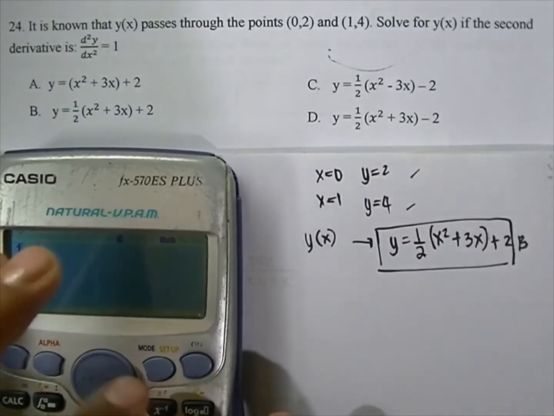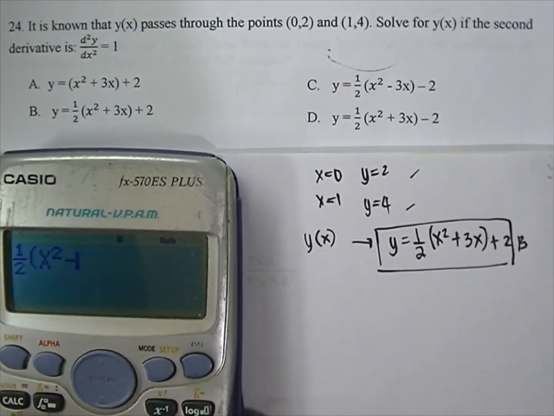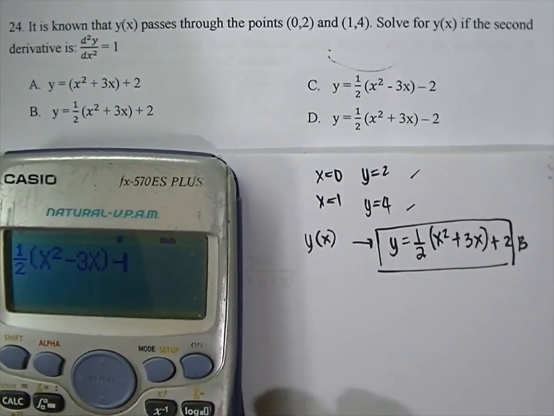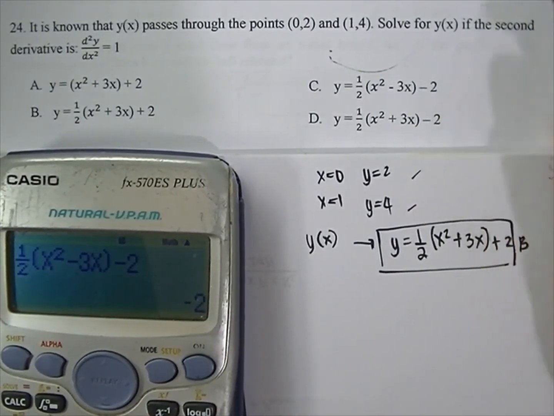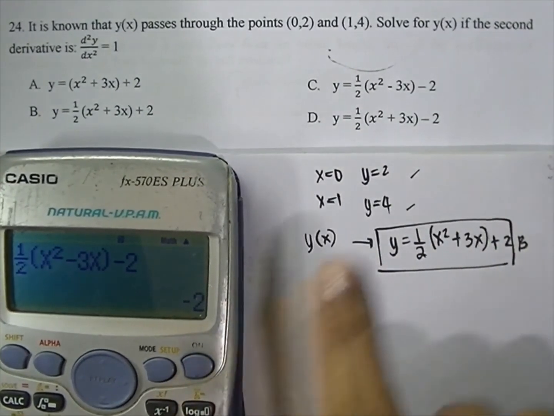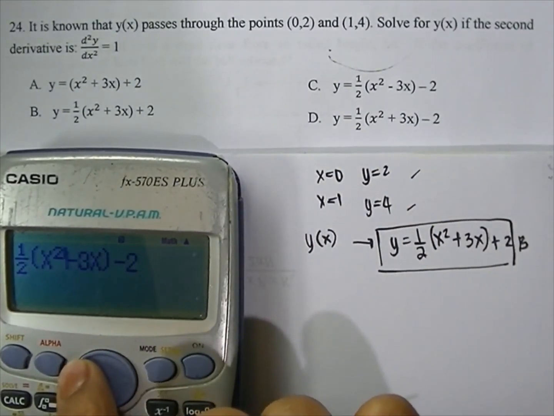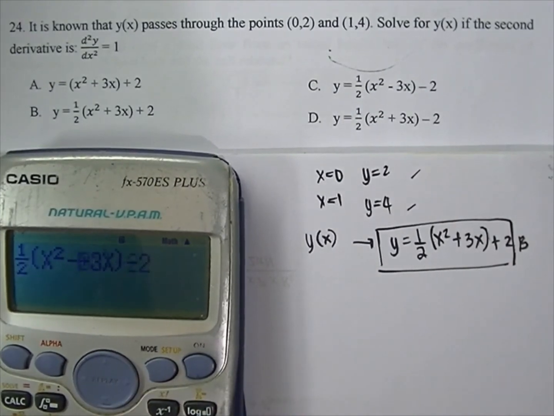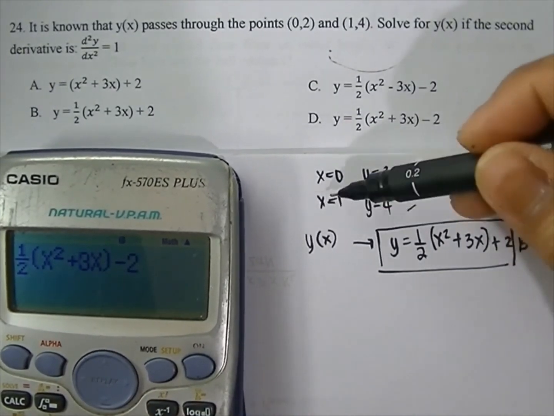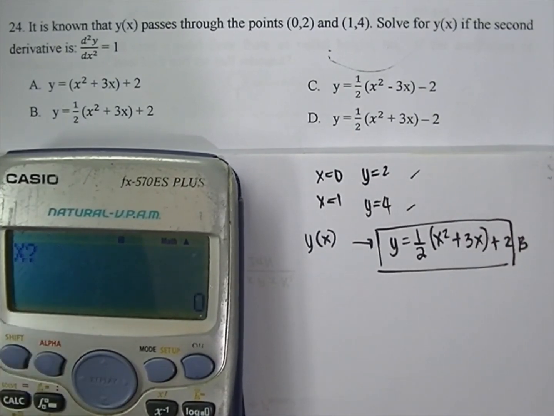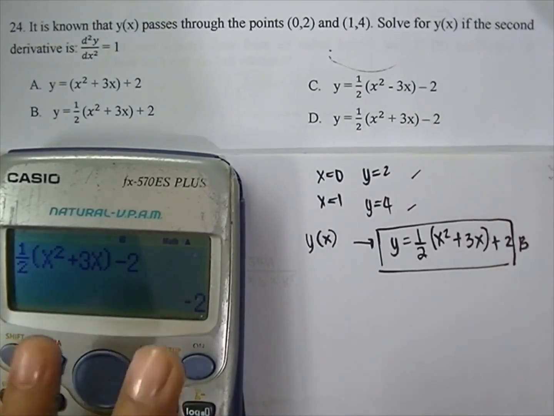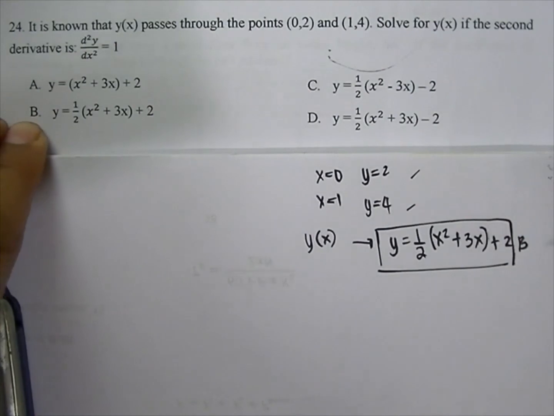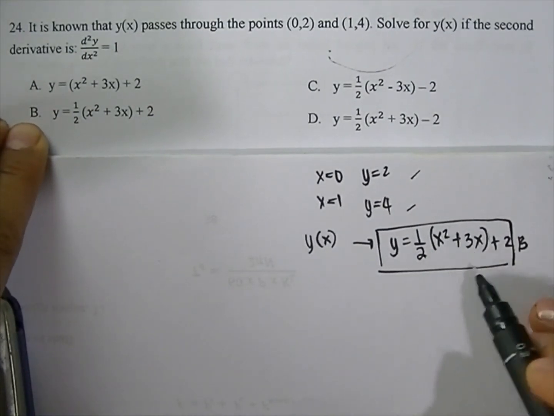So 1/2 multiplied by x squared minus 3x plus 2. When x is 0, we have y is negative 2. So C is not the equation. In D, we have 1/2 x squared plus 3x minus 2. When x is 0, we have y is negative 2. So the right answer is letter B. y equals 1/2 x squared plus 3x plus 2.